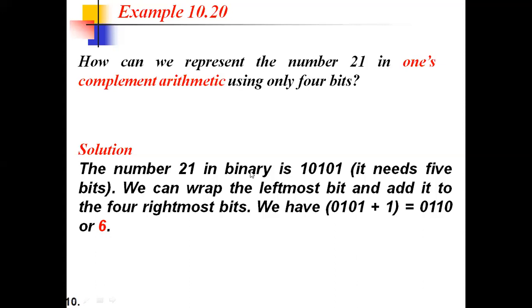So in that case, there is a solution for that. 1, 2, 3, 4. The 5th bit is extra. This we have to remove from here, and this should be added to this. That is what we have done here. 0, 1, 0, 1 plus 1. Perform the arithmetic operation for that, then we will get a 4-bit representation of 21.